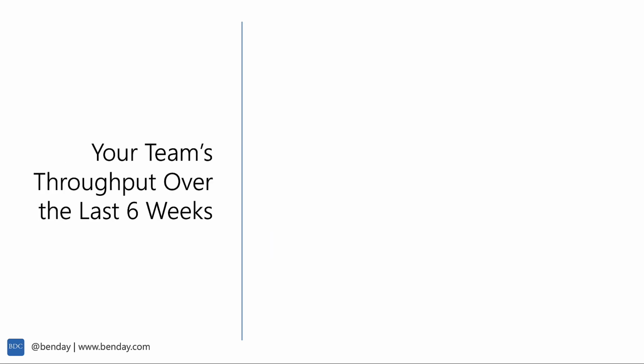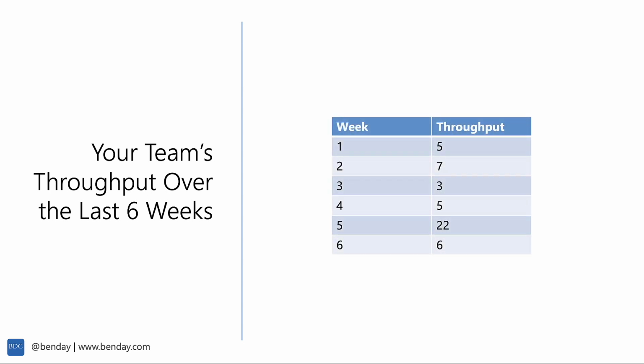So you'll start by figuring out what your throughput was over the last 6 weeks. And let's say it looks something like this. Week 1 was 5, week 2 was 7, week 3 was 3, week 4 was 5, week 5 was 22, and week 6 was 6. Now you might be thinking, well, what if I don't have any historical throughput? That's, well, less awesome, but I'll show you how to handle that a little bit later. Don't worry about that for right now. Let's assume you have that historical data, and I'll show you how to start with nothing later on.